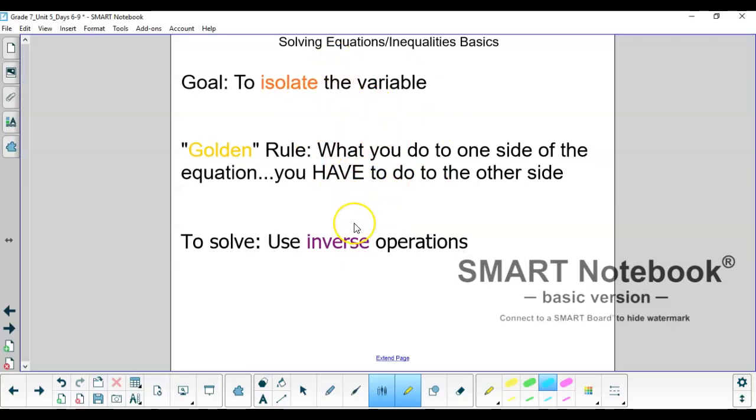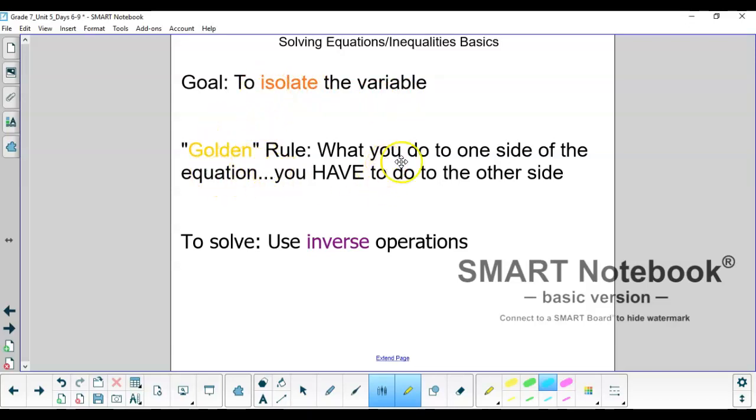We have 3 things that we need to look at when we're solving equations and inequalities. We're going to be spending a lot of time on equations, things that have an equal sign, but these rules also apply to inequalities, problems that have less than, greater than, or equal to. So our number 1 goal is to isolate the variable. Remember, a variable is an unknown number that we are representing with a variable. So when we say isolate, we're trying to get that variable by itself.